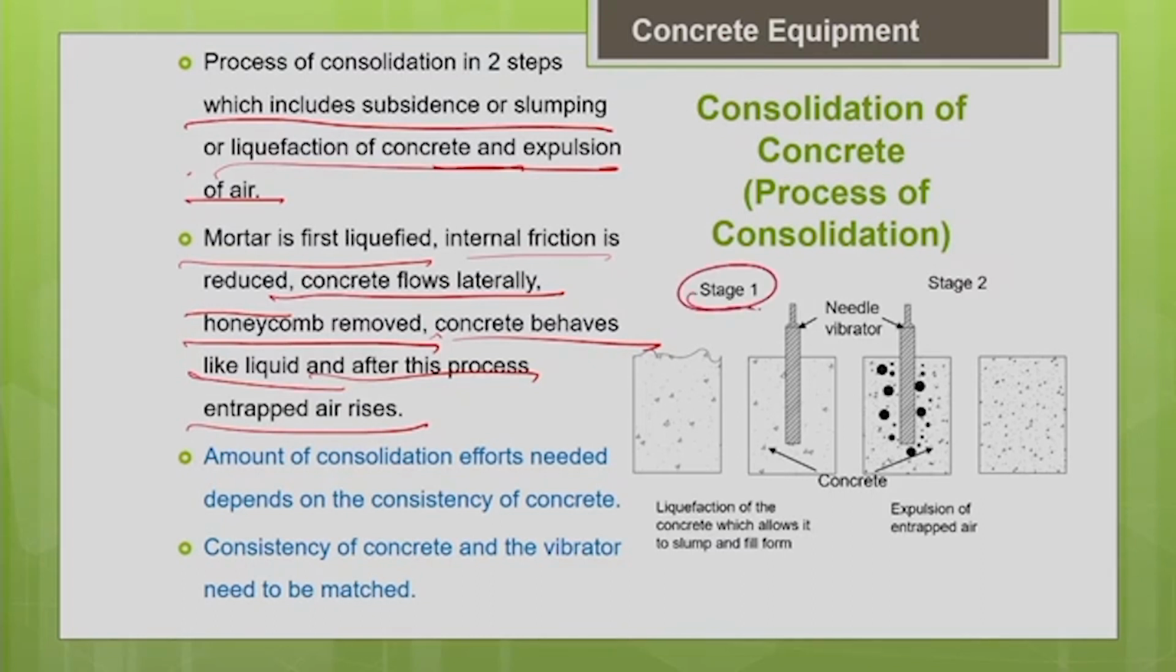In stage 1, what is happening? Your concrete is getting leveled. You can see the subsidence happening, so it completely fills your formwork. After that, you can see that your air will rise to the top surface. So the first thing that happens is liquefaction. The concrete gets liquefied due to the vibration action. This liquefaction allows it to slump and fill the form completely, and because of that, your entrapped air will rise to the surface. That is what is happening in the second stage.